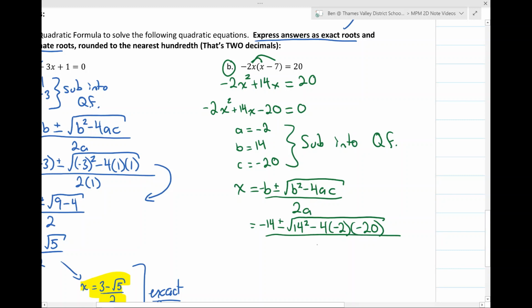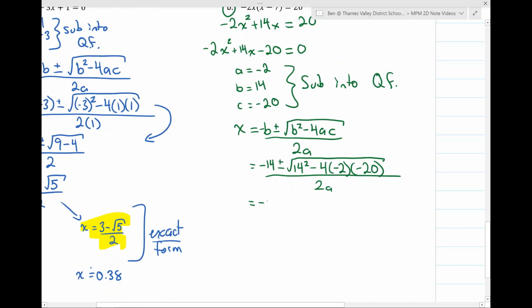There we are, all divided by 2a. Fantastic, we'll keep looking forward. So that equals negative 14 plus or minus the square root of 14 squared. If I'm working with 14 squared, that's 196.